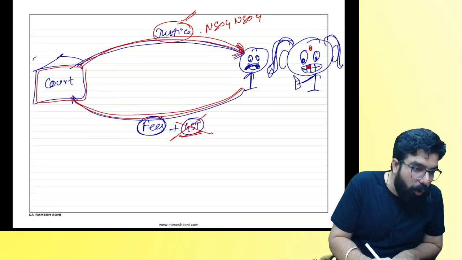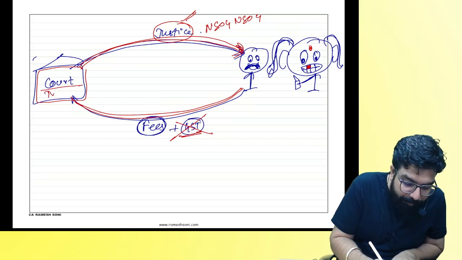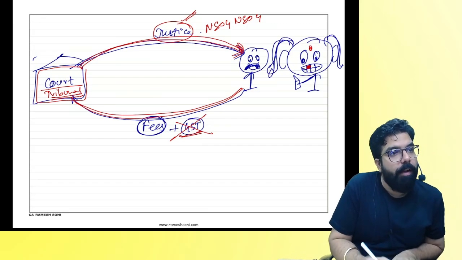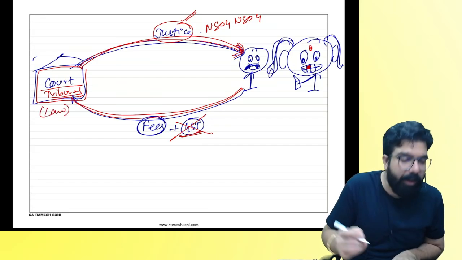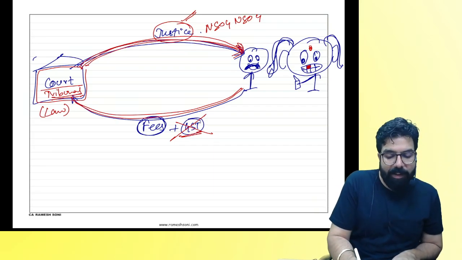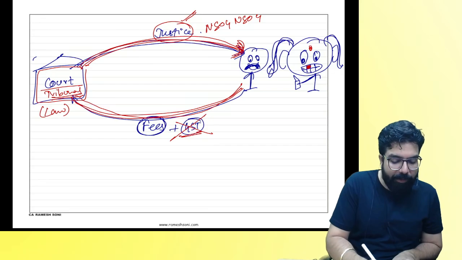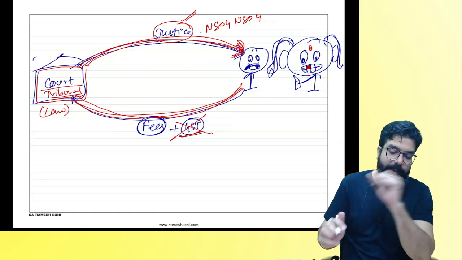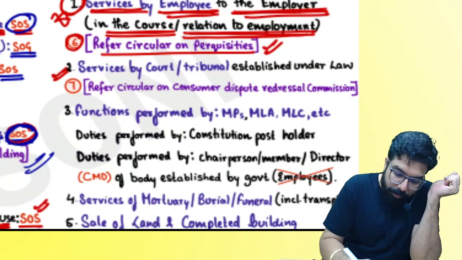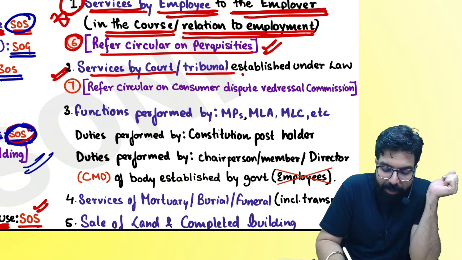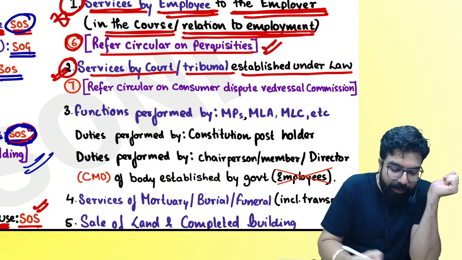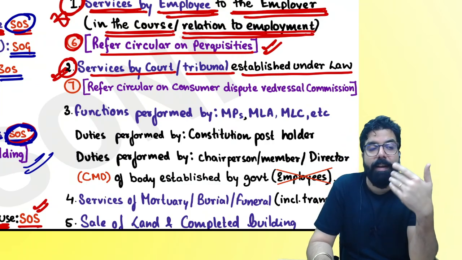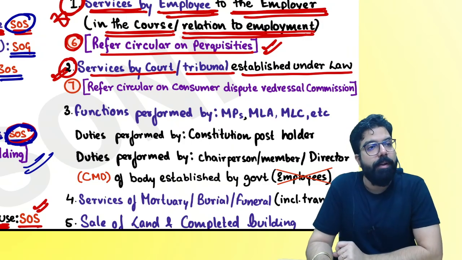Now, whether it is court fees or a tribunal, a tribunal is also like a court. Whether it is a court or a tribunal established under law, whenever they are giving the service of justice and you are paying the fees, there will be no GST. Are we clear, everyone? Can we go ahead? Next. Services by a court or tribunal established under law. What service do they give, everyone? Justice. And justice should always be GST free, and hence it will be neither supply of goods nor supply of services. Next.